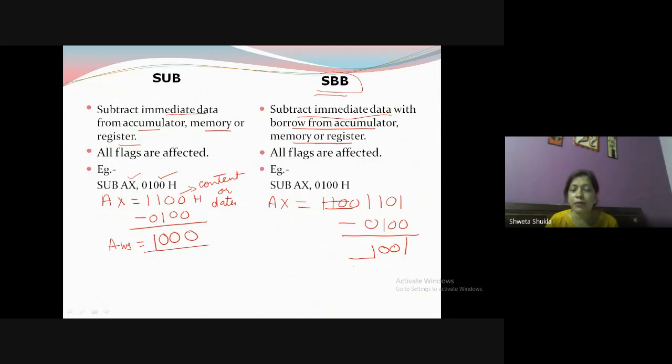But now what is going to happen? We have to subtract one borrow also. So you have to just subtract 1 0 0 0. So now what does the answer become? The answer becomes 1 0 0 0, and 1 minus 0 is 1. So this is the final answer for SBB. So this is how subtract with borrow works.